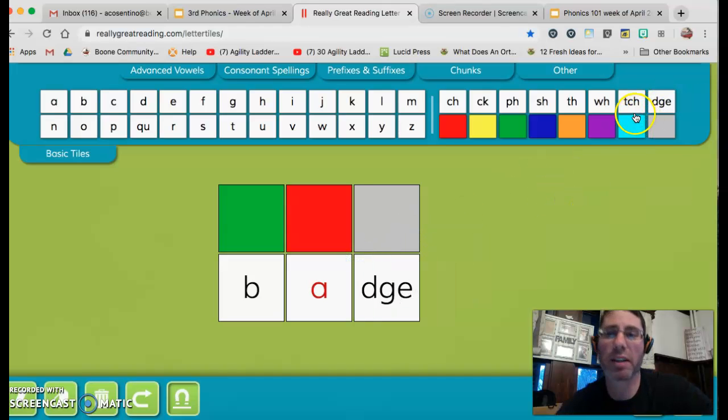And here's why, very similar to TCH. When you hear the j sound that follows a short vowel, the j sound is spelled DGE, like in the word badge. So we have j, badge. I hear j that follows a short vowel sound, like a as in apple. So that j sound is spelled DGE. We have our trigraph, 3 letters that make one sound.